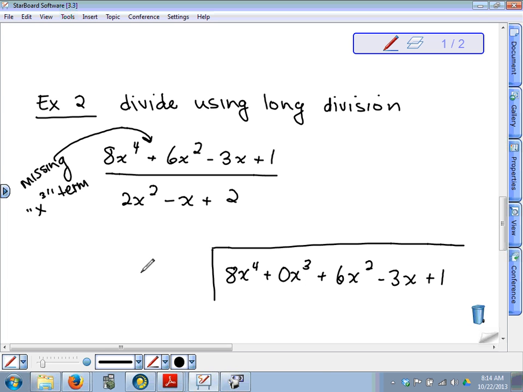Okay? The divisor goes on the outside. And same thing with that. If the divisor is missing a term, it has to be represented with the placeholder of a 0. And the process is the same as the last one we did. You start by considering just the first term here and just the first term here. How many times does 2x squared go into 8x to the fourth? 4x squared. Yep.